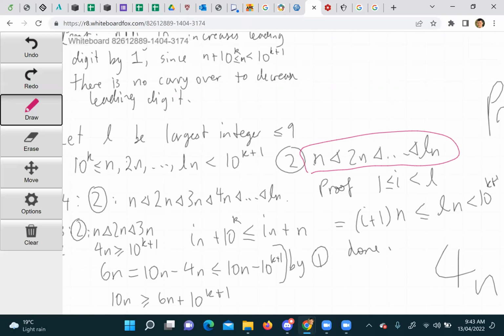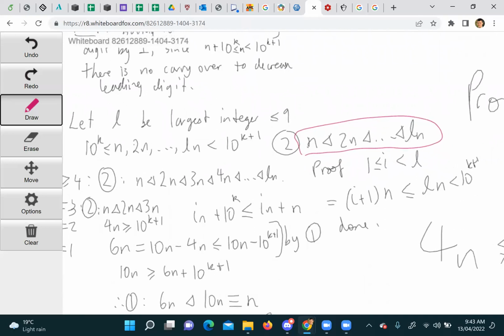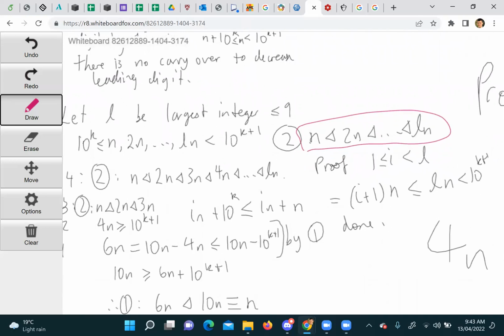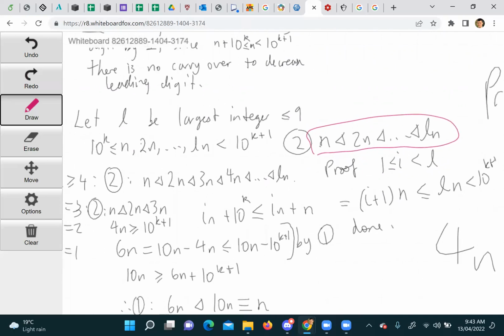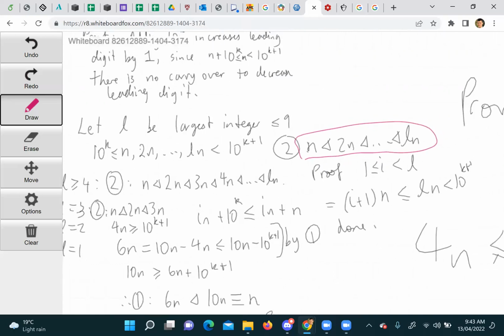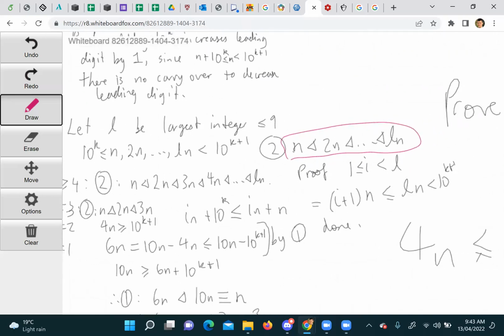Are you happy with lemma 1 now? Yes. Okay. I had filled in the notation. And the proof of lemma 2 is pretty much just using lemma 1, right? So basically, for any i in there, (i+1)n is bigger than in by n, right? And n is bigger than 10^k. So you've increased the digit by 1 without going over.